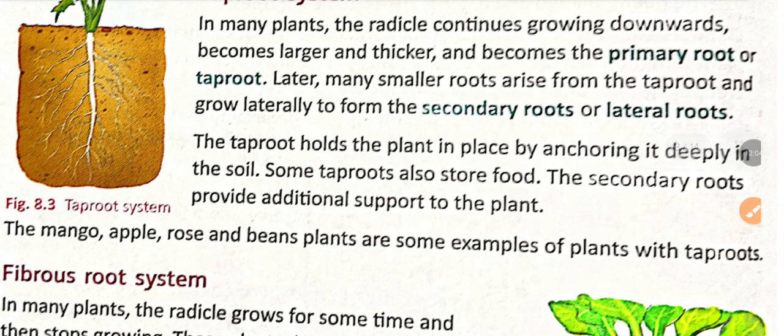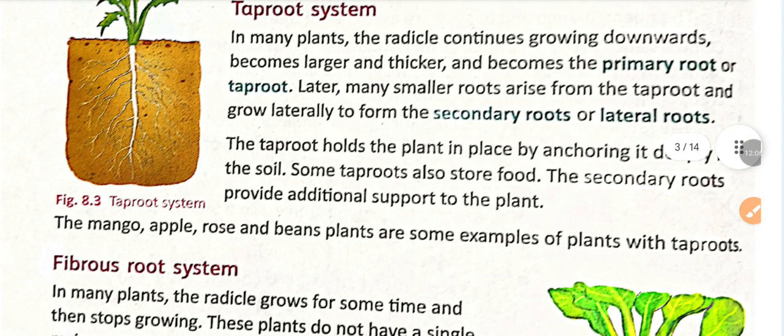Now, the taproots hold the plant by anchoring it deeply so that the plant wouldn't be thrown away in a flood or something like that, tsunamis and tornadoes and whatever. So it protects the plant from losing its soil and helps anchoring it. The mango, apple, rose and bean plants are some examples of plants with taproots.